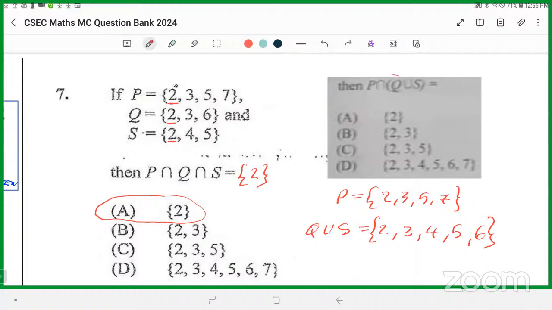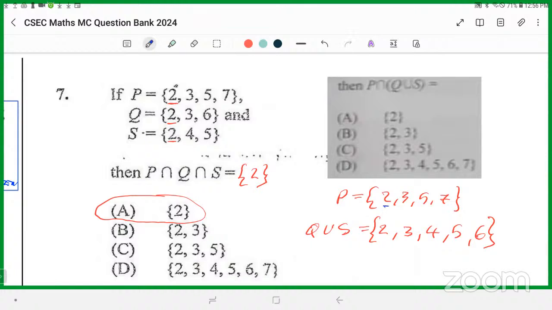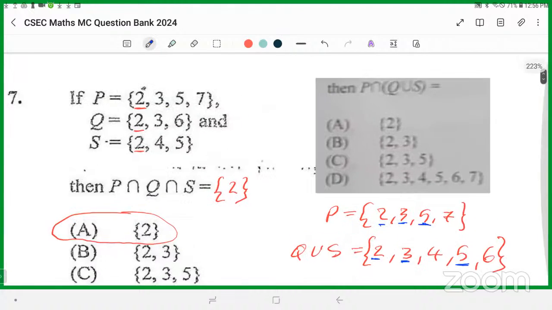And then we're looking for the intersection between those now. This means that we want the intersection between P and this. We want the intersection of those two sets now. What are the values in the intersection? 2, 3, and 5. So the answer is 2, 3, 5, which is right here.